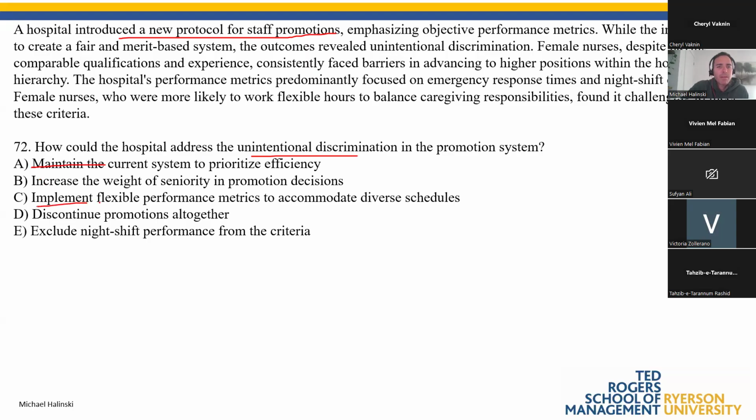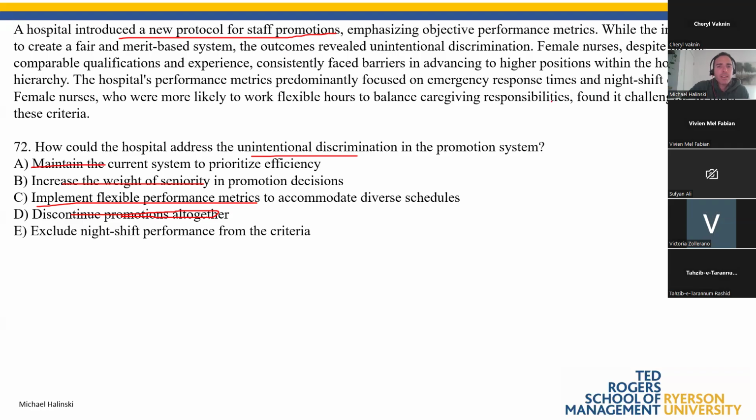Implement flexible. Oh, there we go. So these options are talking about things that don't have any relation to the weight of seniority. Seniority is not mentioned in this case at all. Discontinue promotions altogether. Let's just say nobody gets promoted. Exclude night shifts.